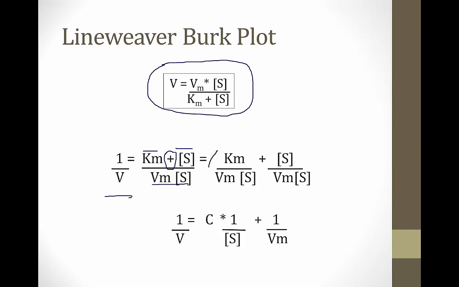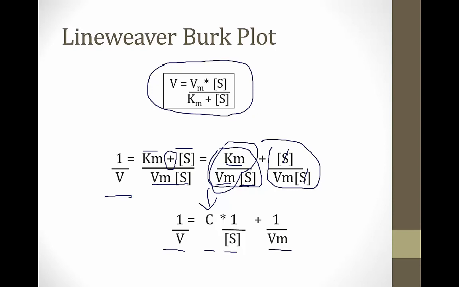The first element will be here on the left side of the plus sign. That will be Km on top divided by Vmax times S on the bottom. On the right side of the plus sign, we will have S on top divided by Vmax times S on the bottom, and these two S's cancel out. What we can do now is take Km divided by Vmax, which are both constants, and convert that into one constant C, which is what I've drawn down here at the bottom. We now have an equation of 1 over V equals a constant times 1 over S plus 1 over Vmax.